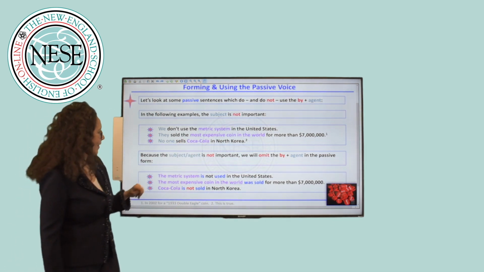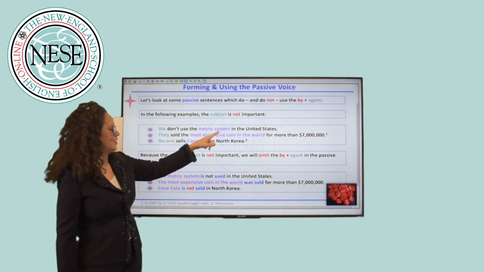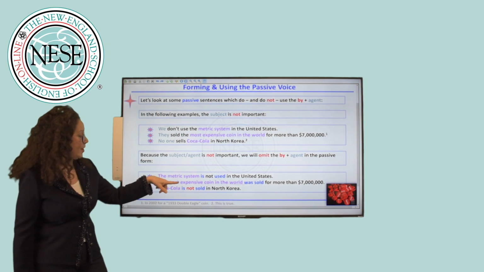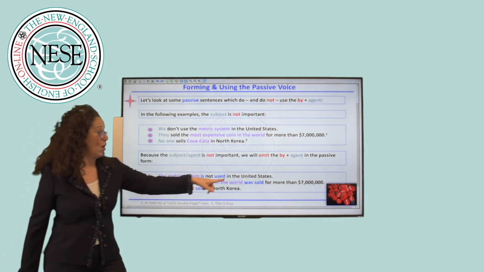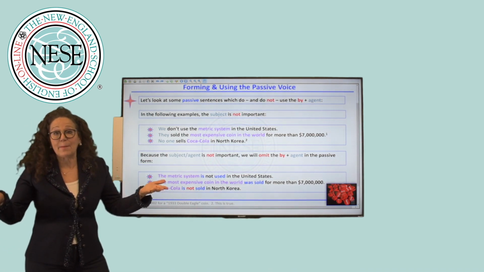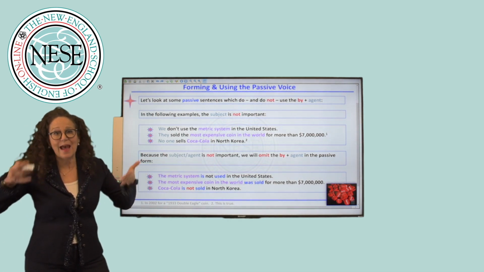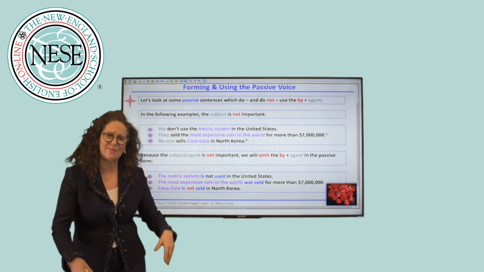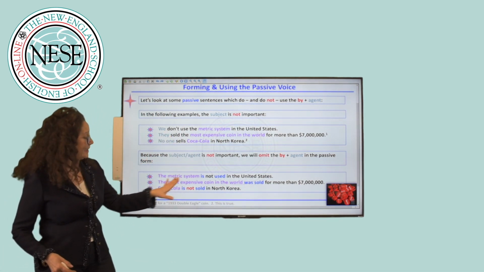Oh my gosh. Okay, so they sold the most expensive coin in the world for more than $7 million. The most expensive coin in the world was sold. We don't need to say "by them" or "by the people." We understand, and it doesn't add anything. It would make the sentence more heavy. It's just better, clean like this.